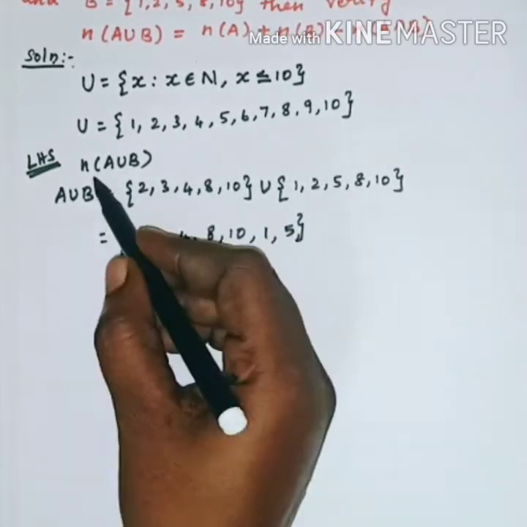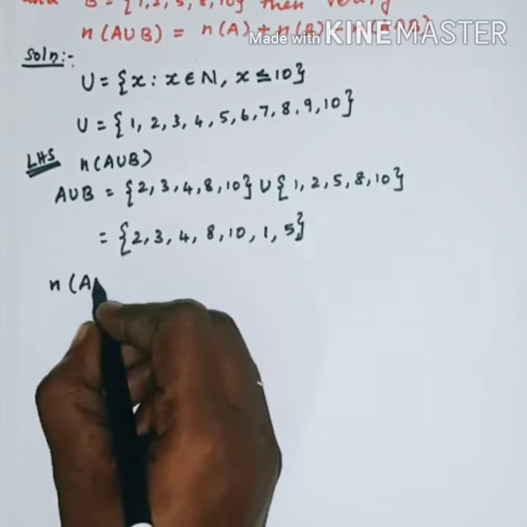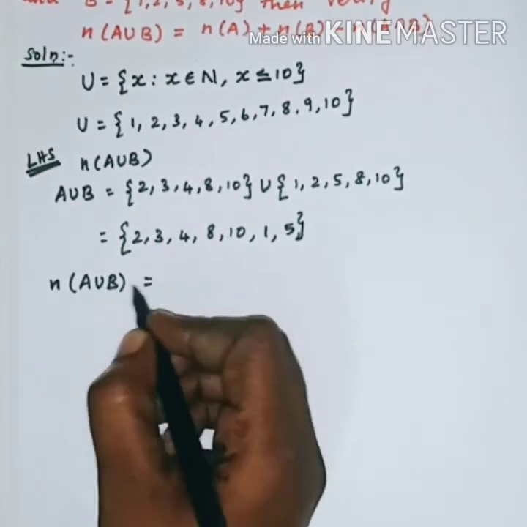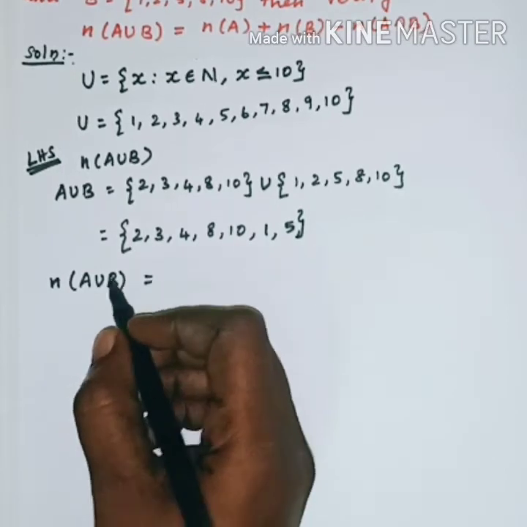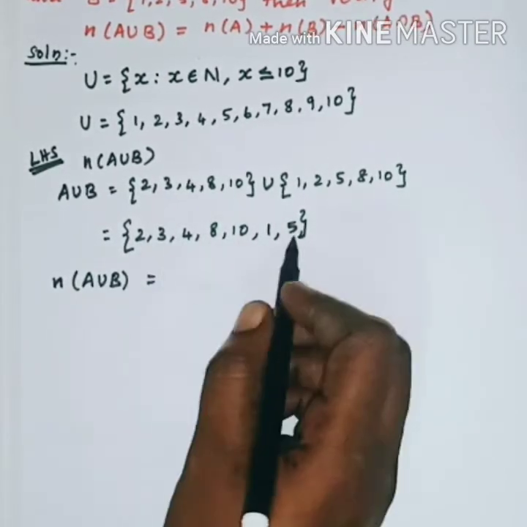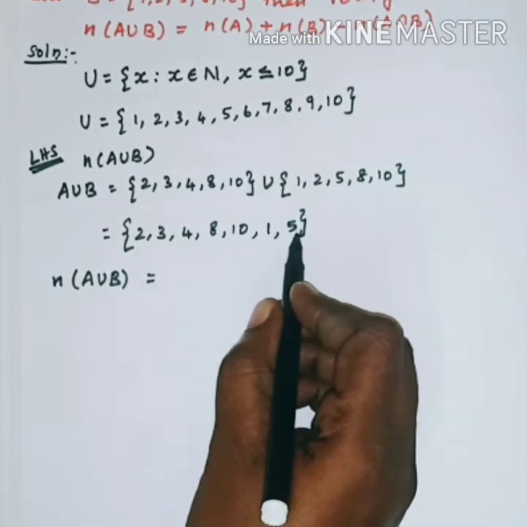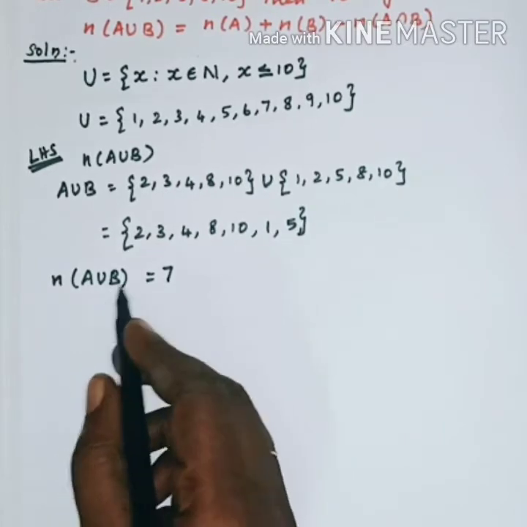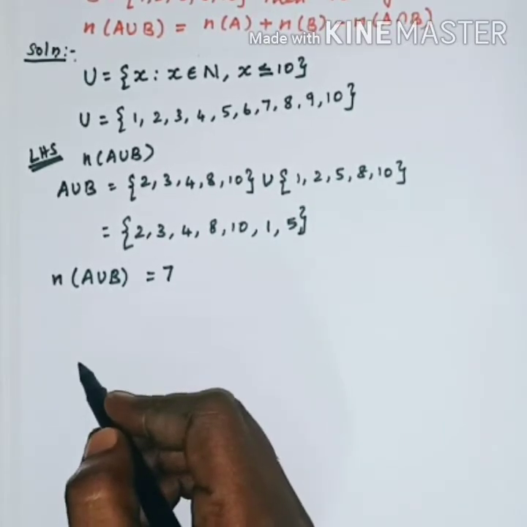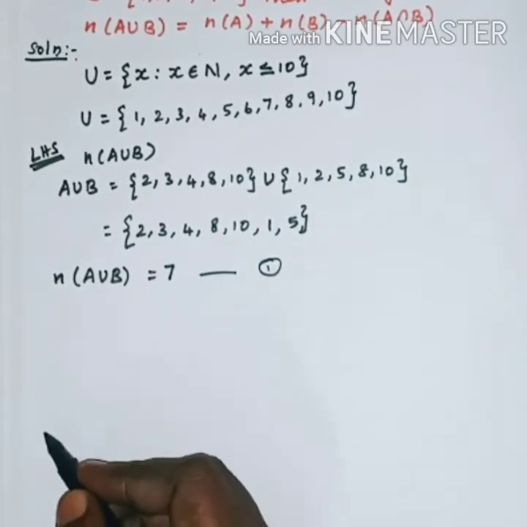Next we have to find n of A union B. So n of A union B is nothing but the number of elements in A union B. So how many elements are there in A union B? 1, 2, 3, 4, 5, 6, 7. 7 elements are there. So n of A union B is equal to 7. Okay. So the left hand side we found. This is equation number 1.